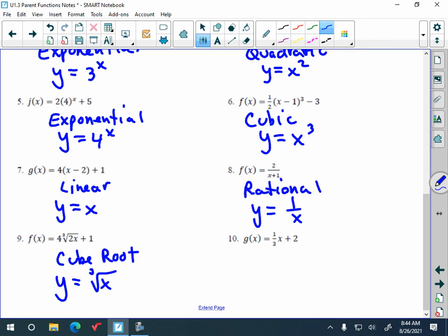And last one, number 10, what's this one called? Linear. Yeah, it looks like it'd be rational because of the fraction, but the x is not in the denominator. It can actually be moved up into the numerator. 1 over 3x is the same as x over 3. So this is linear.